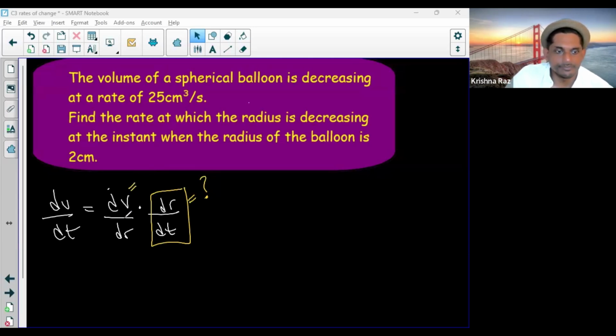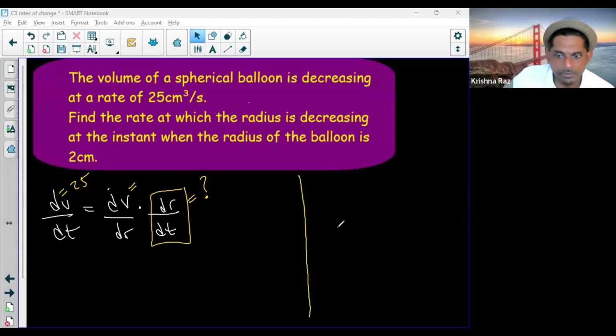dV by dr we need to figure out, and dV by dt is 25. The volume of a spherical balloon is decreasing at a rate of 25 centimetre cube per second, so that's 25. Because it's find the rate at which the radius is decreasing, I don't need to put a minus sign in. I just have to put that in my answer with the word decreasing. Yeah? You can either say it's increasing at a negative rate, or we can leave it positive and say it's decreasing at this rate.